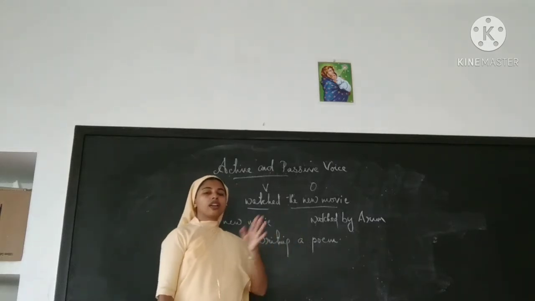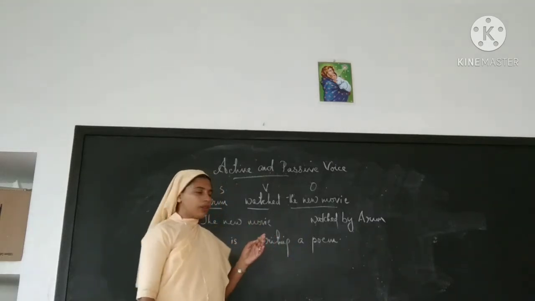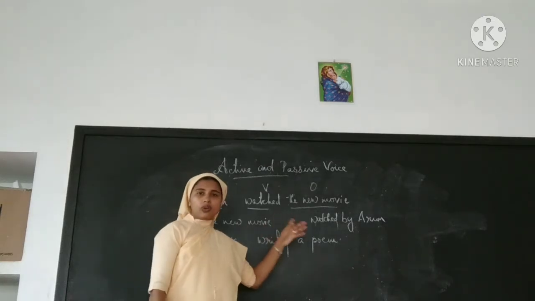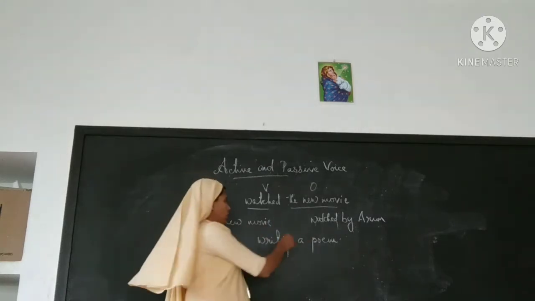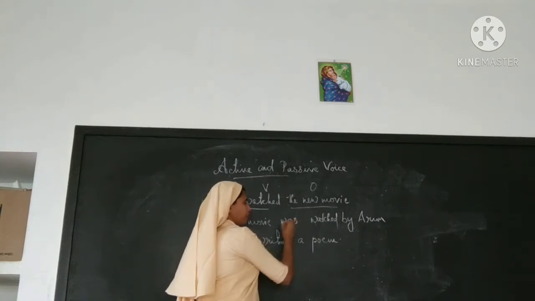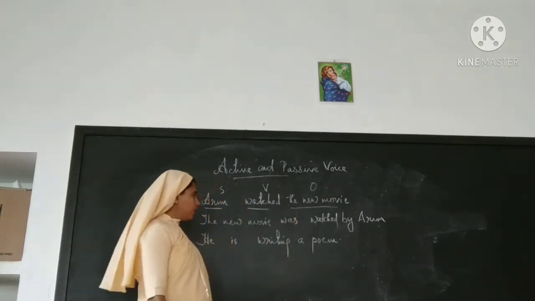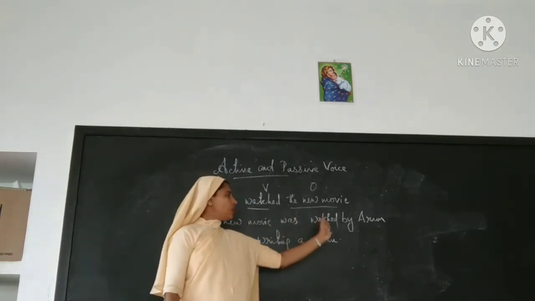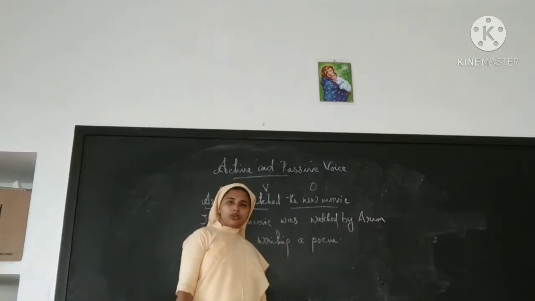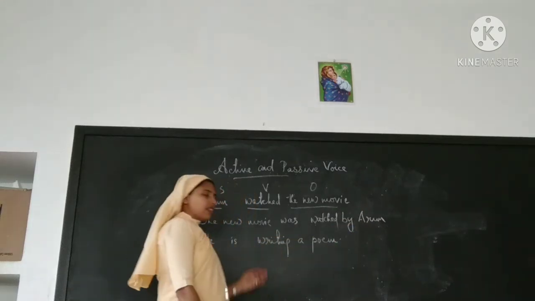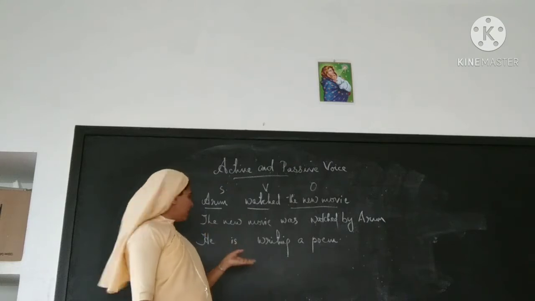Is, am or are. Its past form is was or were. The new movie is singular, so we use here was. Okay, so the new movie was watched by Arun. Okay, let's convert this sentence into passive voice.